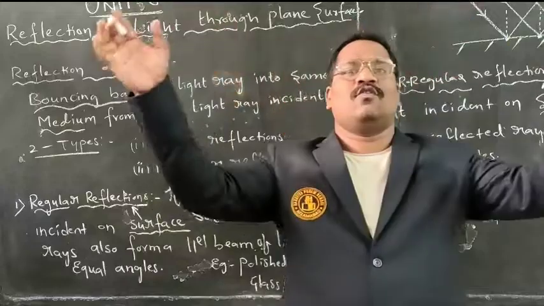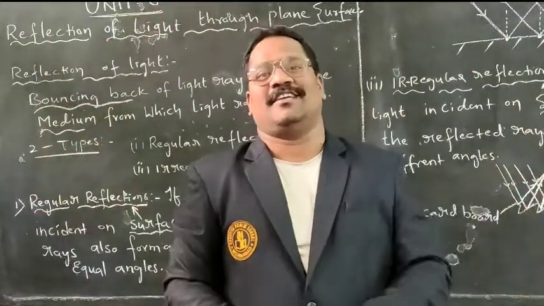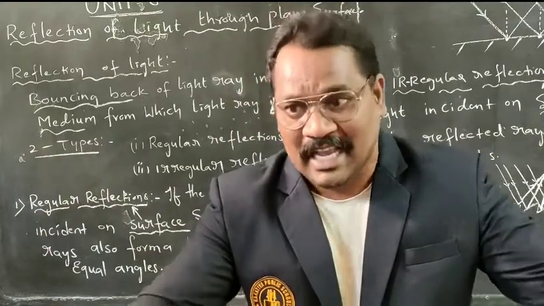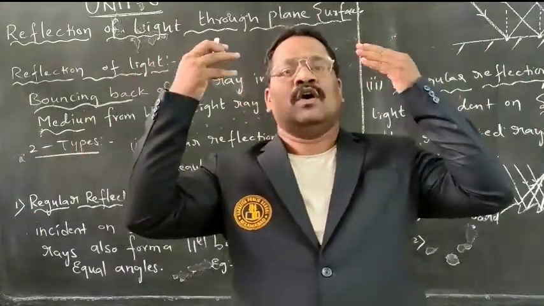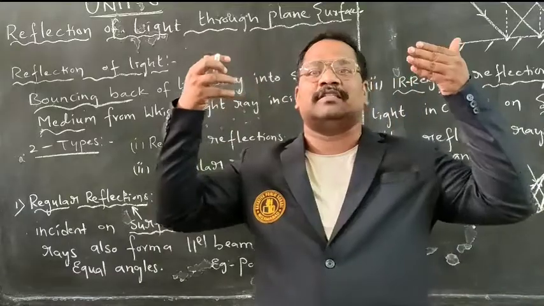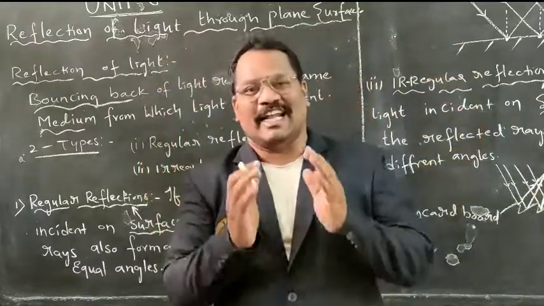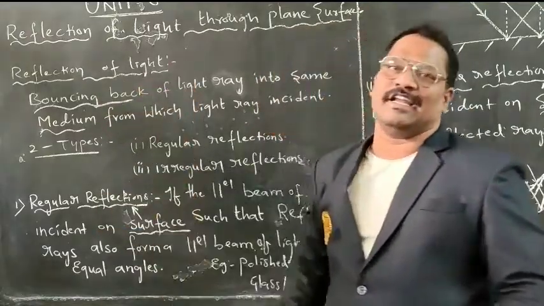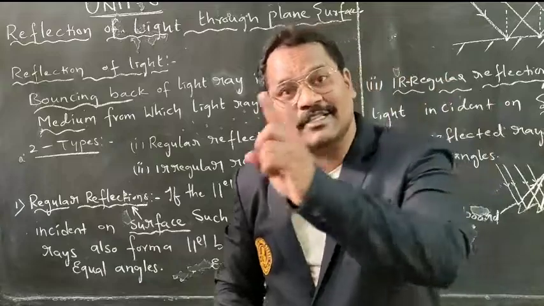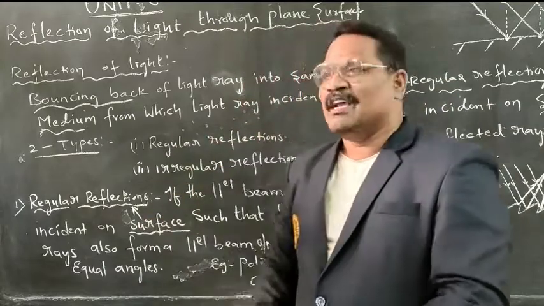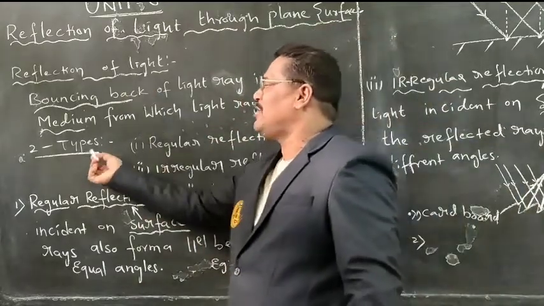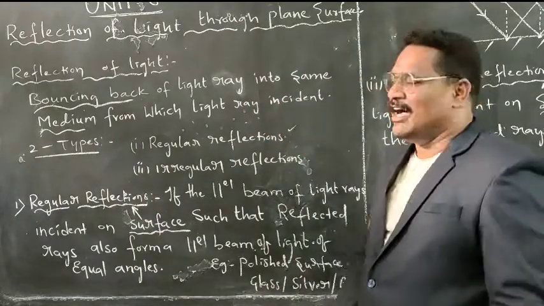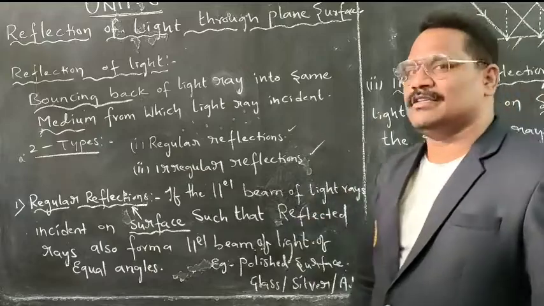We are existing in a room in which air medium is existing. In the same medium, when the light rays are incident on different objects and bounce back, returning to our eye, we call this reflection of light. Basically, reflection of light can be of 2 types. One is regular reflection, the other is irregular reflection.